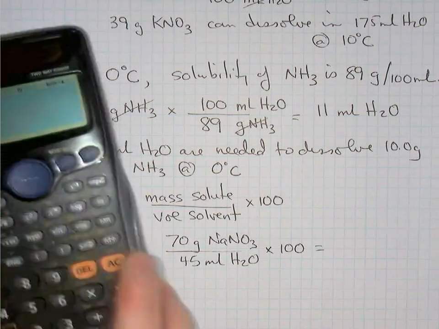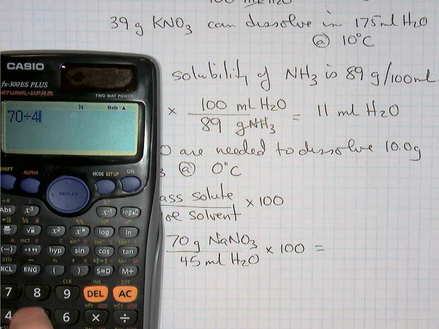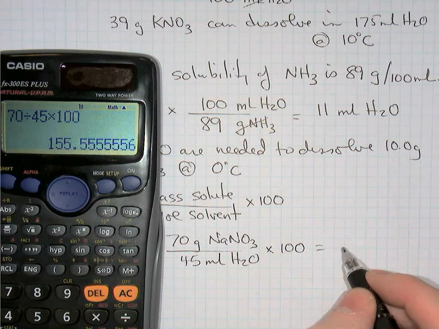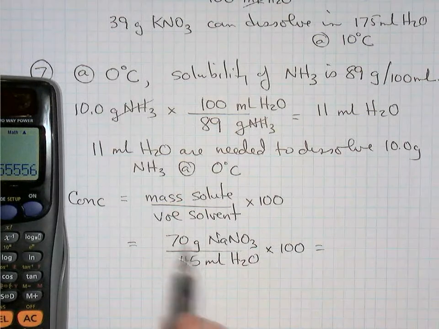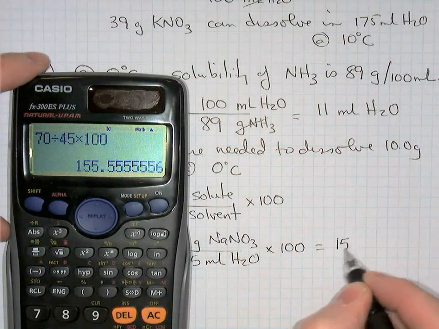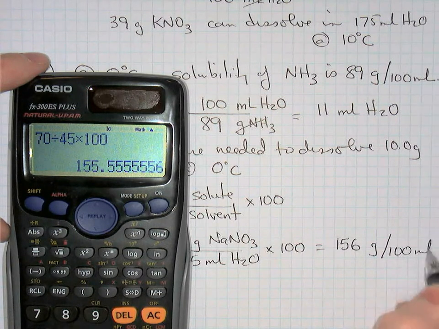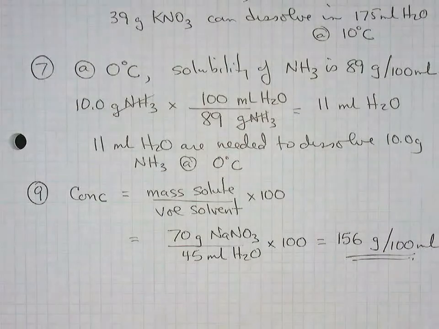So 70, grabbing a calculator, 70 divided by 45 and times 100. The solution that they're trying to make will have a concentration, and I'm going to keep one extra digit here. Technically, I should have just two significant digits, but I'm going to round that off and just call it 156 grams per 100 milliliters. So that's the concentration that they're trying to make.